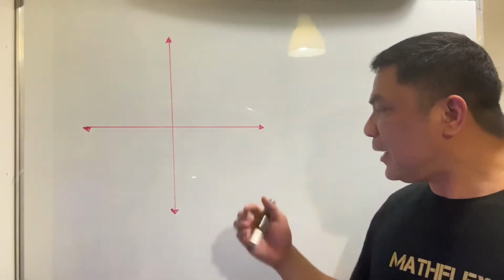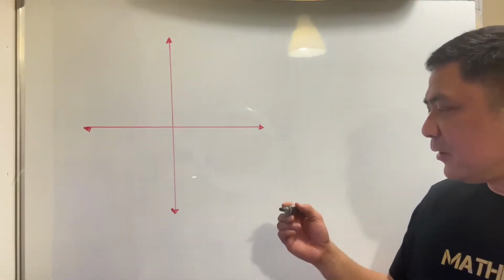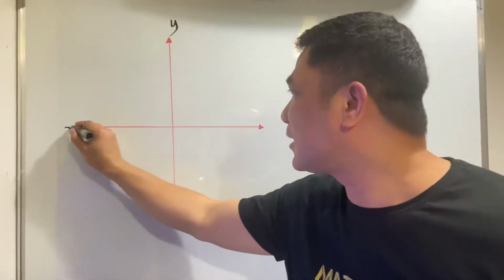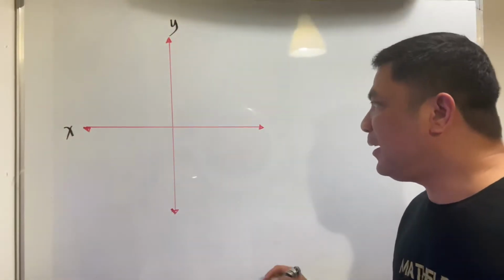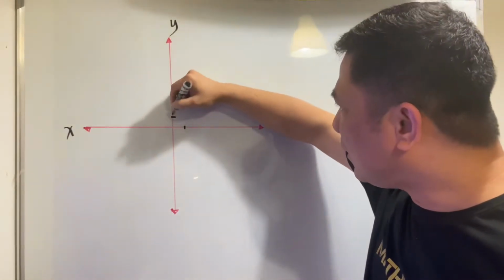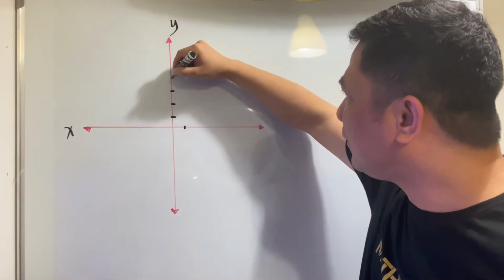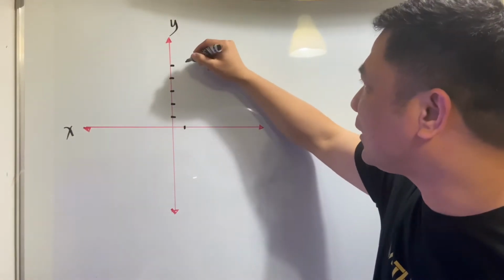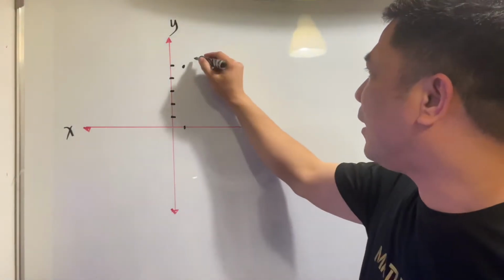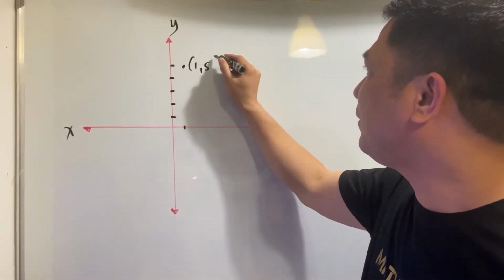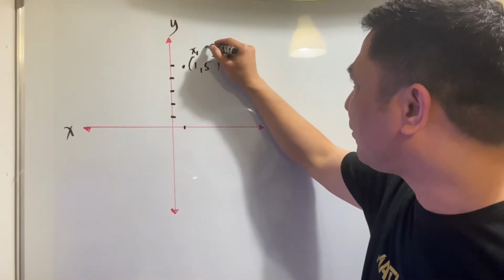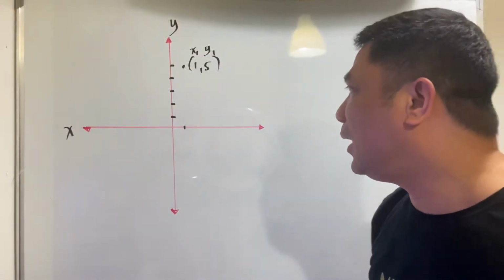Let's try to plot this in our rectangular coordinate system. We have the y-axis and the x-axis. (1, 5) is here in the first quadrant: 1, and then 1, 2, 3, 4, 5. Again, these are not drawn to scale. That's our first point, (1, 5). We can designate this as our x1 and y1.